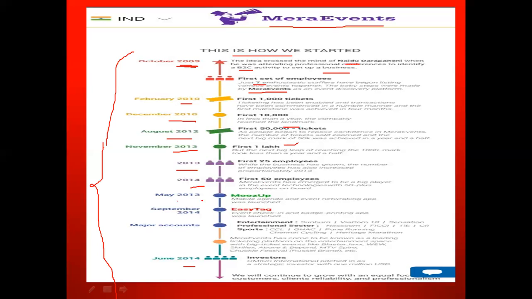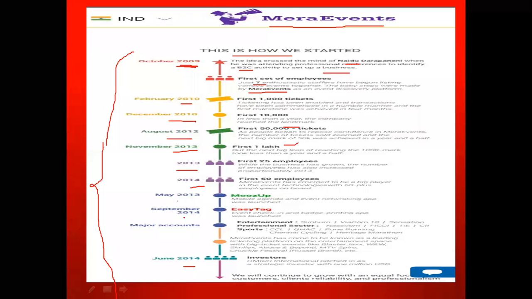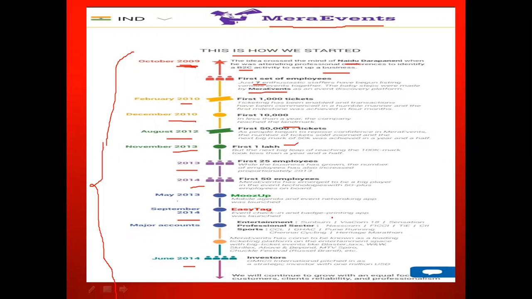Also in 2013, Mojup, a mobile agenda and events networking app. So from 2009 to 2014 they had a website, www.meraevents.com. In 2013, based on their reputation and goodwill, they introduced the Mera Events mobile app. In 2014, the Easy Tag event check-in and badge printing app was launched. So some sort of physical activities have been going on with Mera Events.